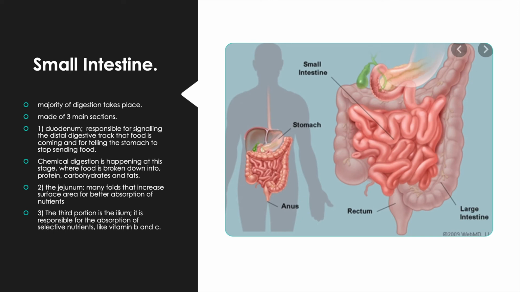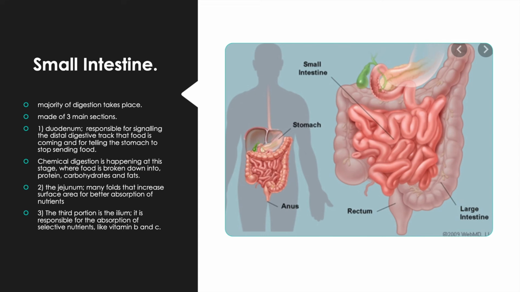Small intestine. The small intestine is where the majority of digestion takes place. The small intestine ranges from about 6 to 7 meters long for adults and is made of 3 main sections. The first is the duodenum. It is responsible for signaling the distal digestive tract that food is coming and for telling the stomach to stop sending food. Chemical digestion is happening at this stage, where food is broken down into proteins, carbohydrates, and fats.